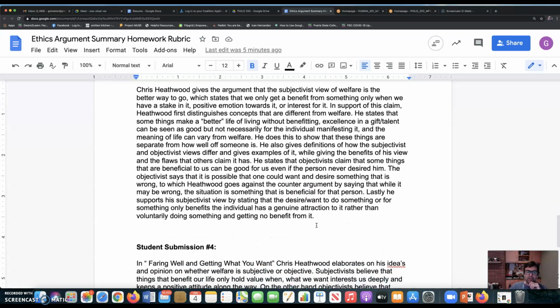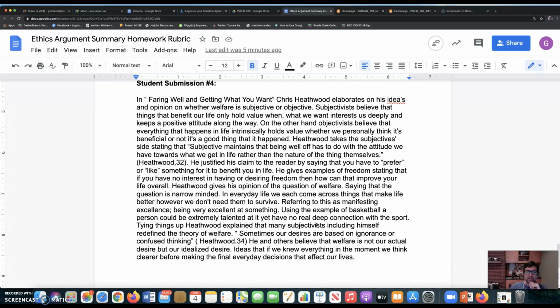Okay. So finally, this last one, on faring well and getting what you want. I like that the student opens with the title of the article that's being written about. That's a good thing to do, and the author's name. He elaborates on his ideas and opinions on whether welfare is subjective or objective. That's a good sentence, right? It does capture the sort of topic, right?